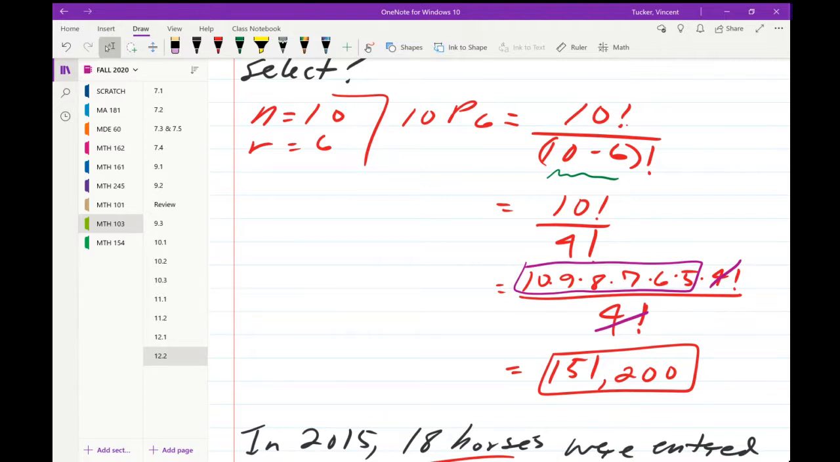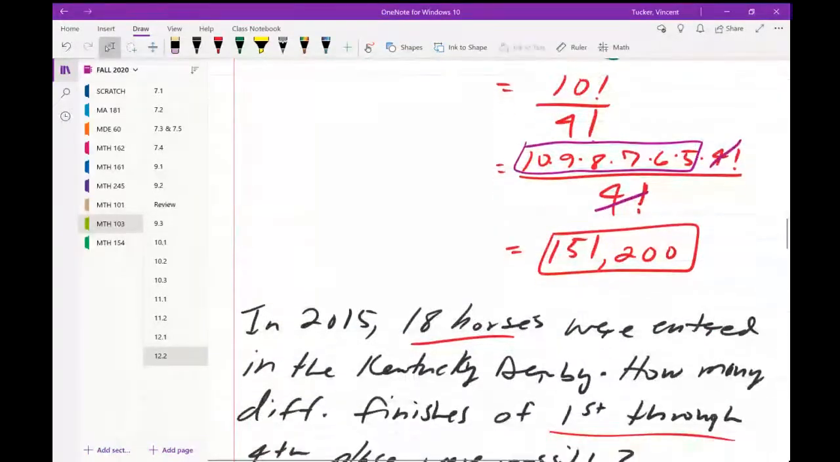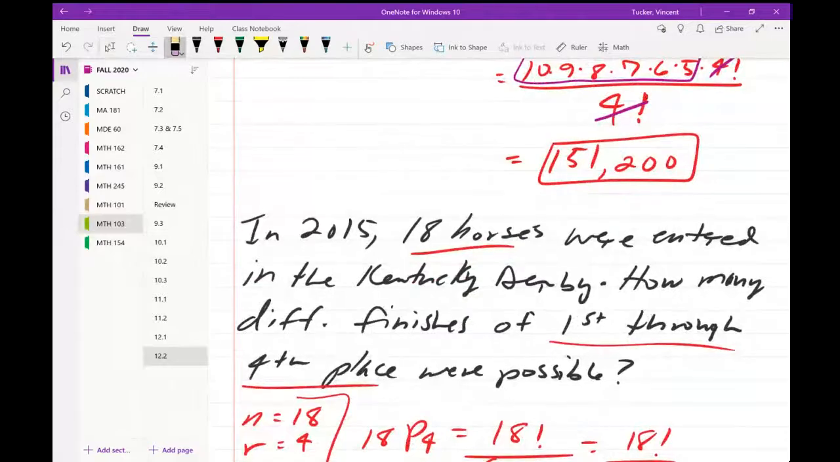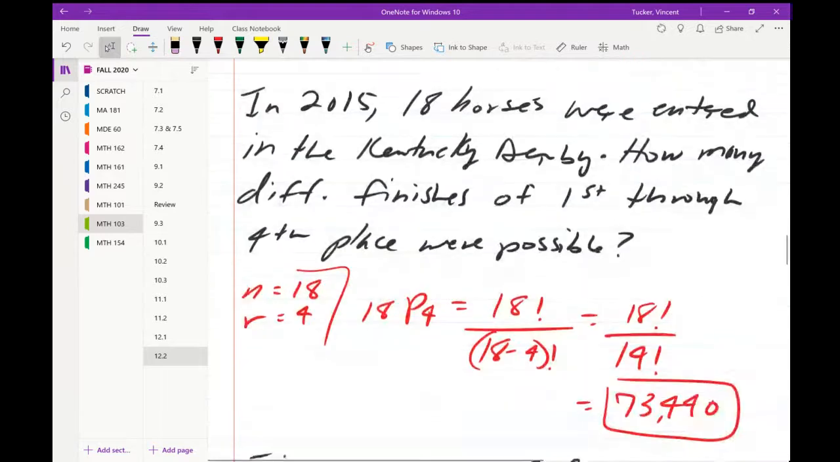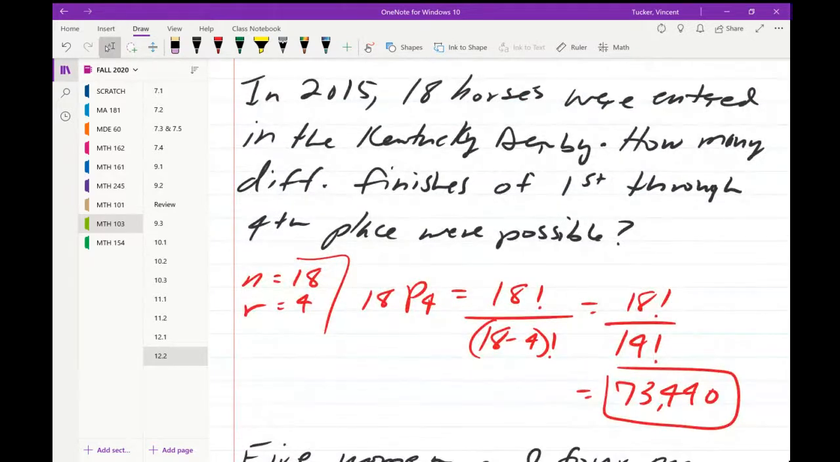All right. So next one, in 2015, 18 horses were entered in the Kentucky Derby. How many different finishes of first through fourth place were possible?